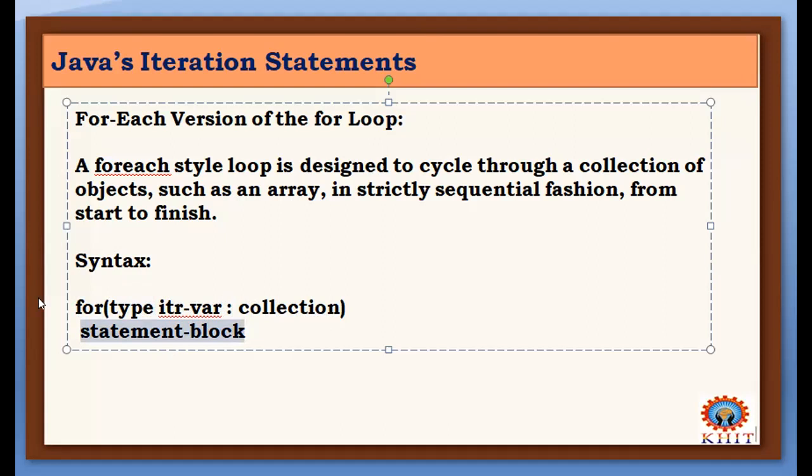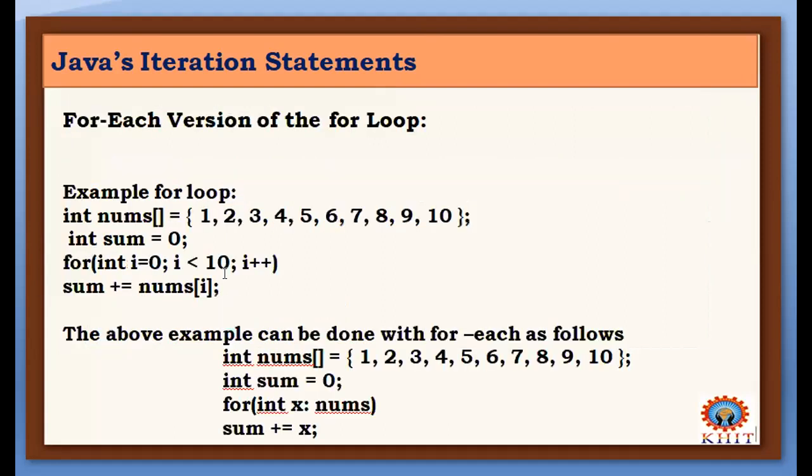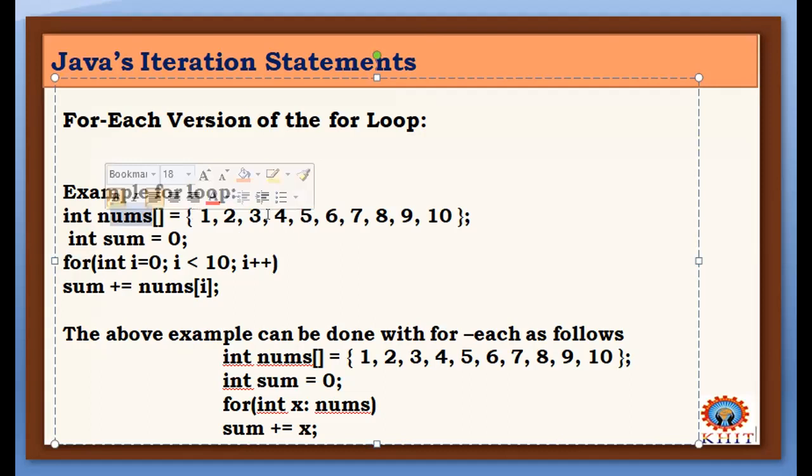So I'll try to explain with an example here. See, the general for loop. Suppose we have an array whose name is nums. The name of the array is nums. So we have certain values in the array.